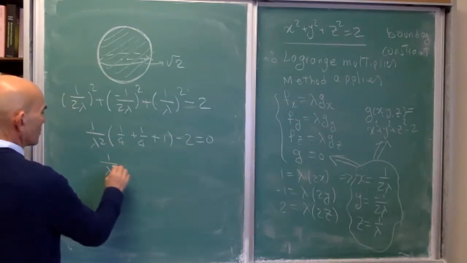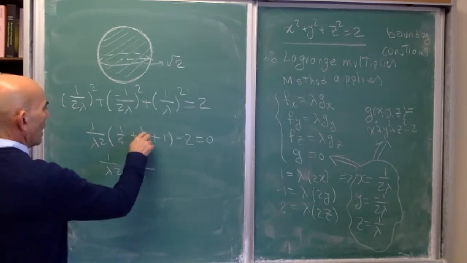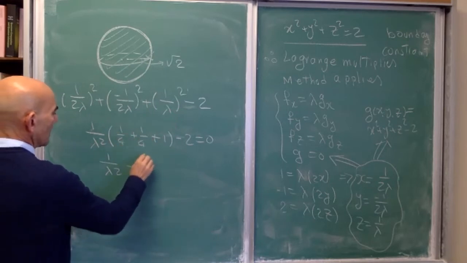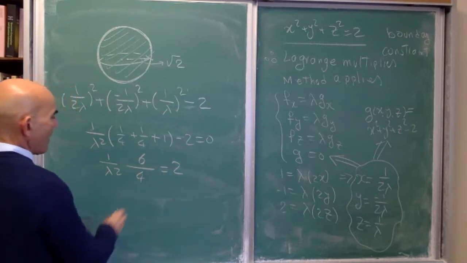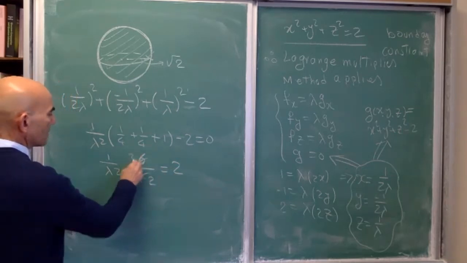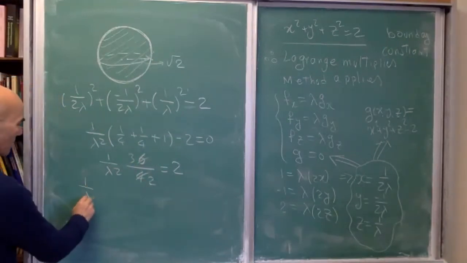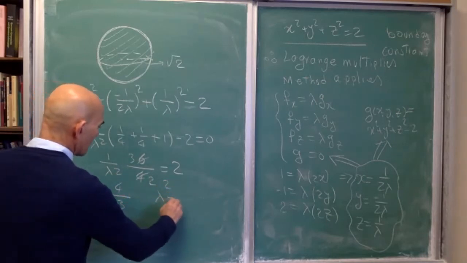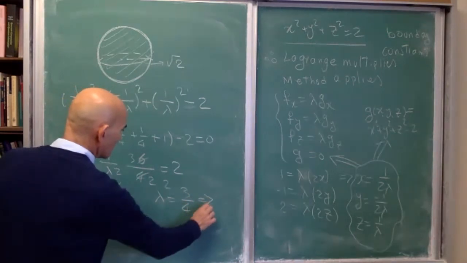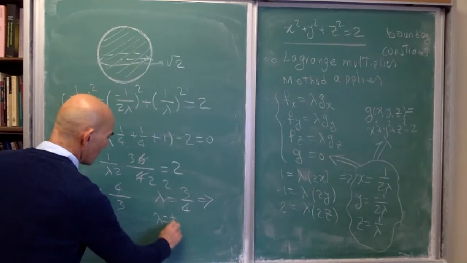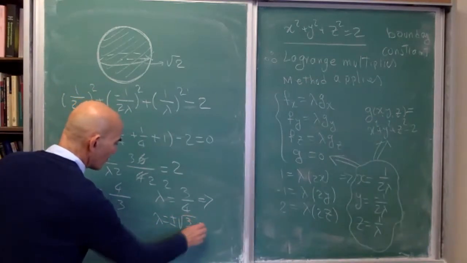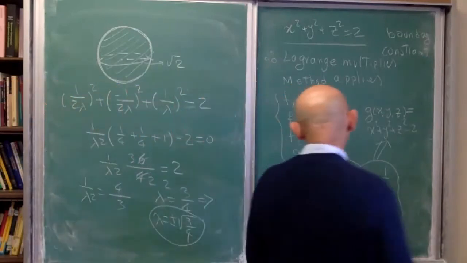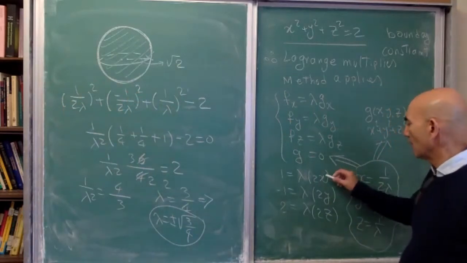Everything is fine. 1 over lambda squared times, this is 4, and this was my mistake, this is 6, is equal to 2. So this is 2 over 3... so 1 over lambda squared is equal to 4 over 3. Lambda squared is equal to 3 over 4. This tells me that lambda is equal to plus or minus root 3 over 4. Okay? So we found two solutions. We should not take more time on this. This is an easy problem after all.